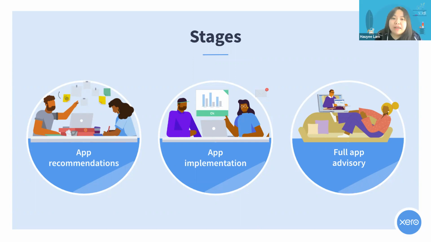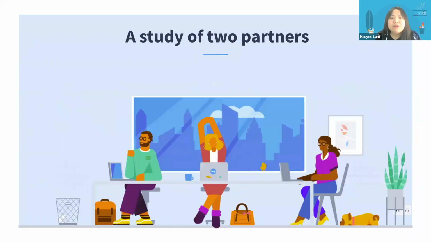client ongoing support. To do this, you need to know the industry that your client is working in, the app that they currently use, and if they are happy about it. We'll talk a little bit more about it later. And to understand this journey, we'll look at 2 Xero partners today and see how they can switch to app advisory and increase their revenue.